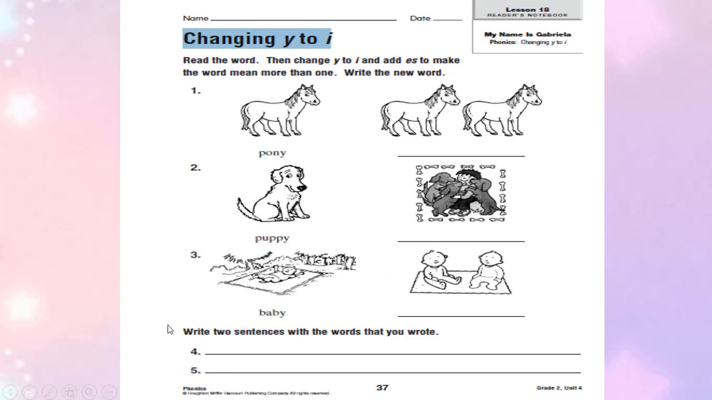After you finish, I want you to please write 2 sentences with the words that you wrote. So here you wrote 3 words, and I want you to choose only any 2 of them and make a sentence of each one. So you put the noun in the plural form, please. Waiting for your answers. Do it well and carefully.